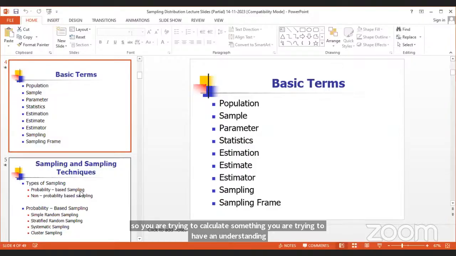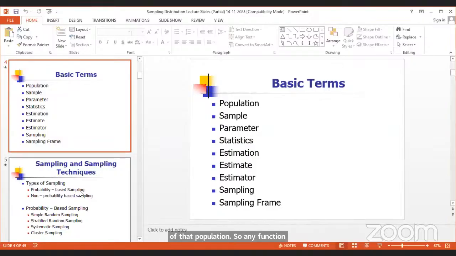So any function that represents the entire population is called a parameter. A parameter is a function of all the units in a population. So I can have the population mean. That means, what is the average age of students in a FBA 310 class? So I'm interested in the average age of the students, but I know I can't get all the students at a time.